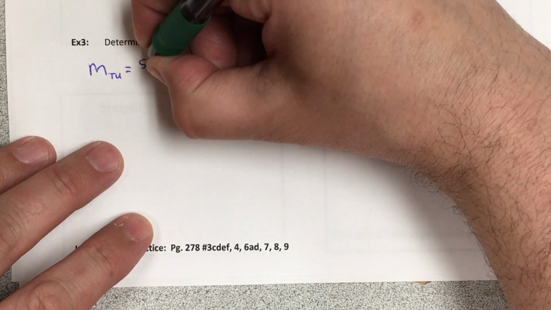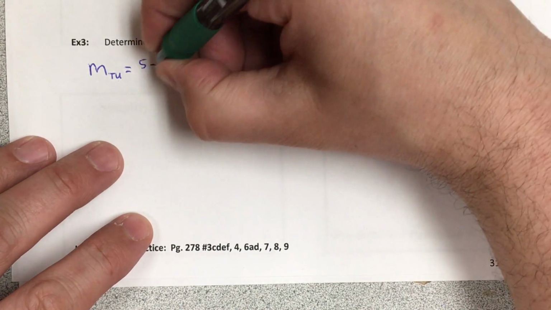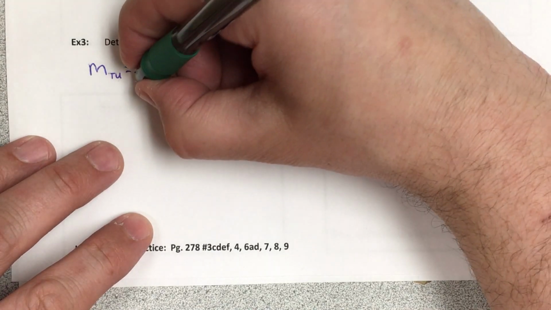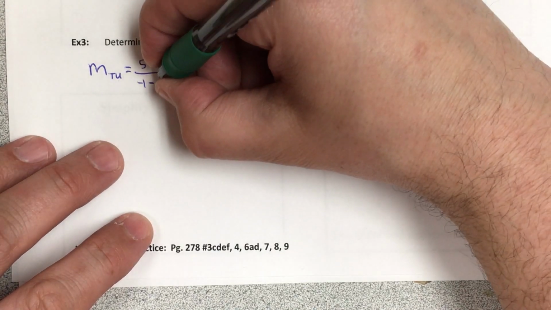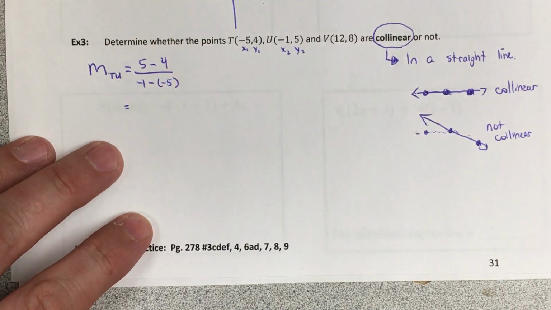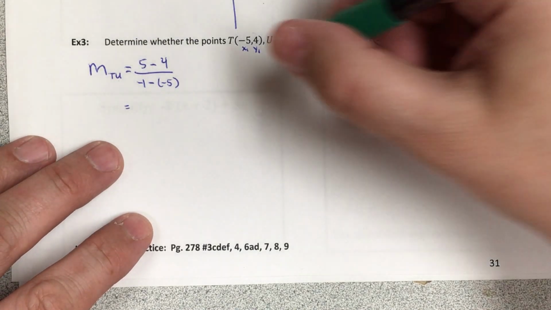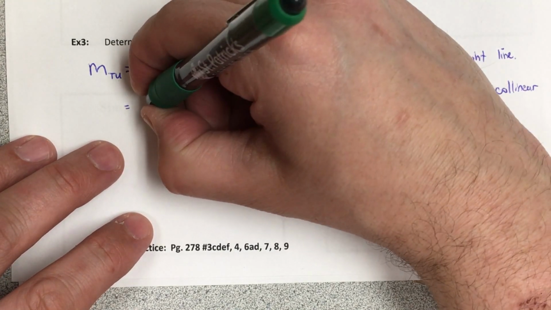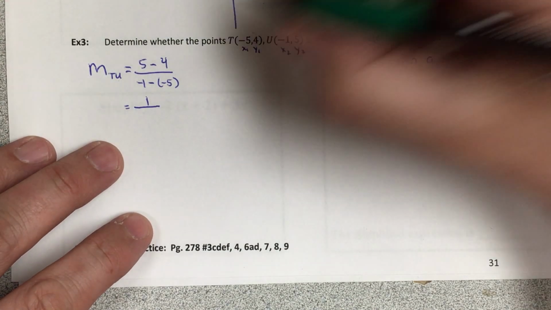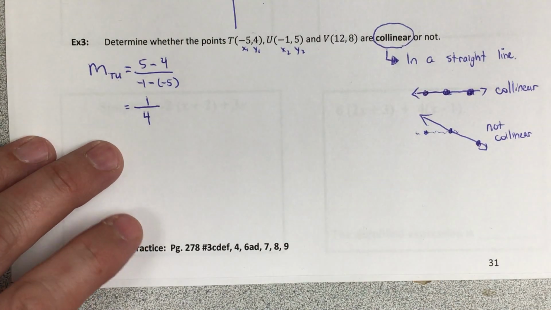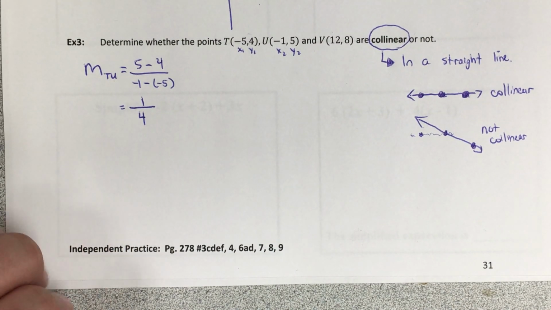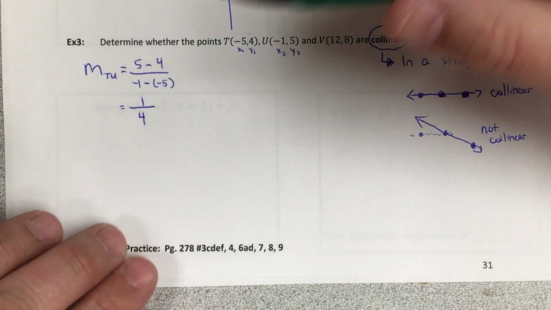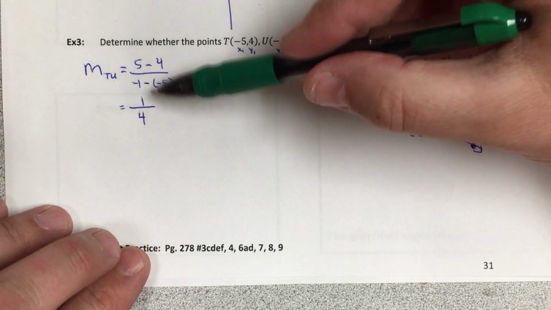So I'm going to have 5 minus 4 over -1 minus -5. And then, so simplify it. 5 minus 4 is 1. -1 minus -5 is 4. And that's the slope. It does not reduce. So now I know the slope between these 2 points, if I graphed them, would be 1/4.